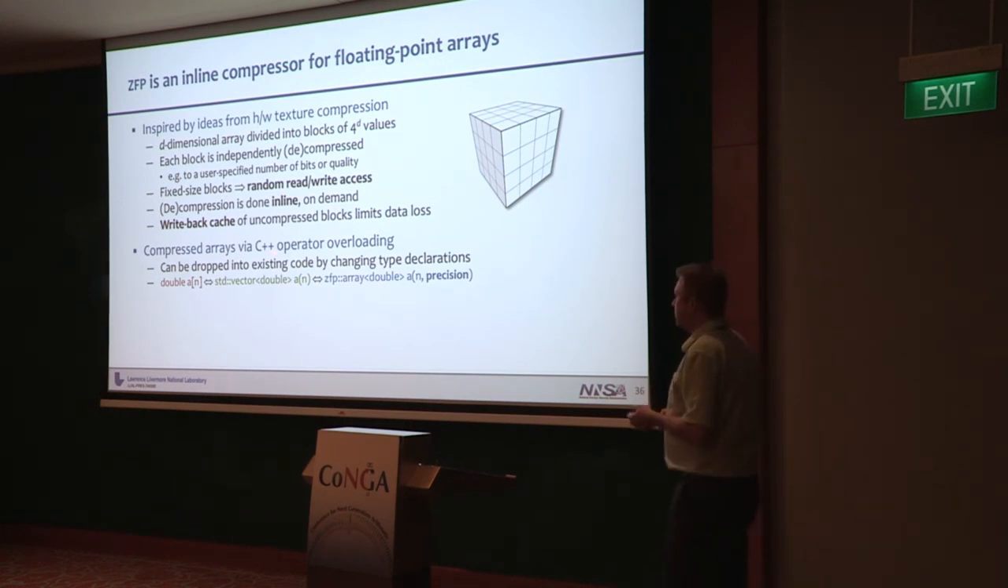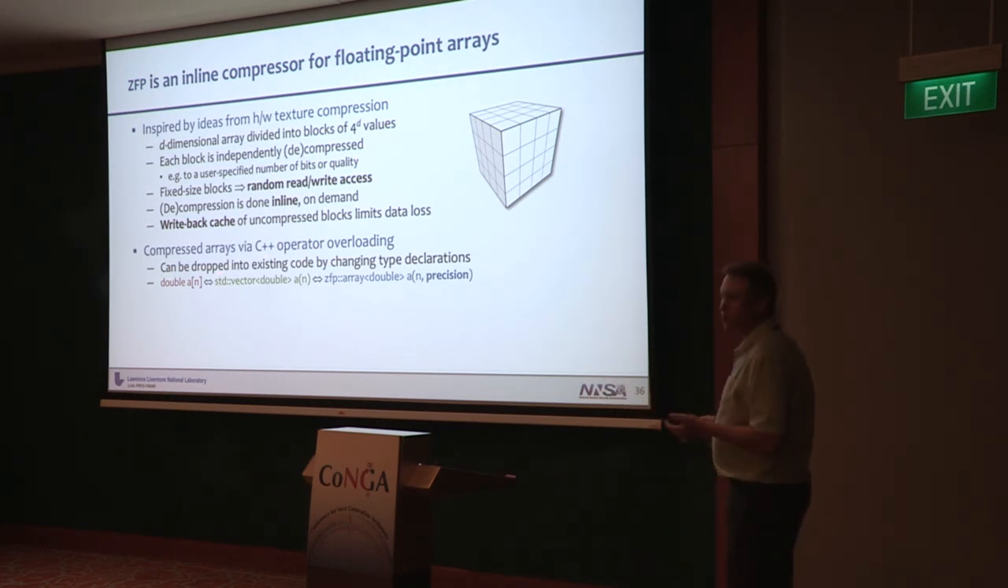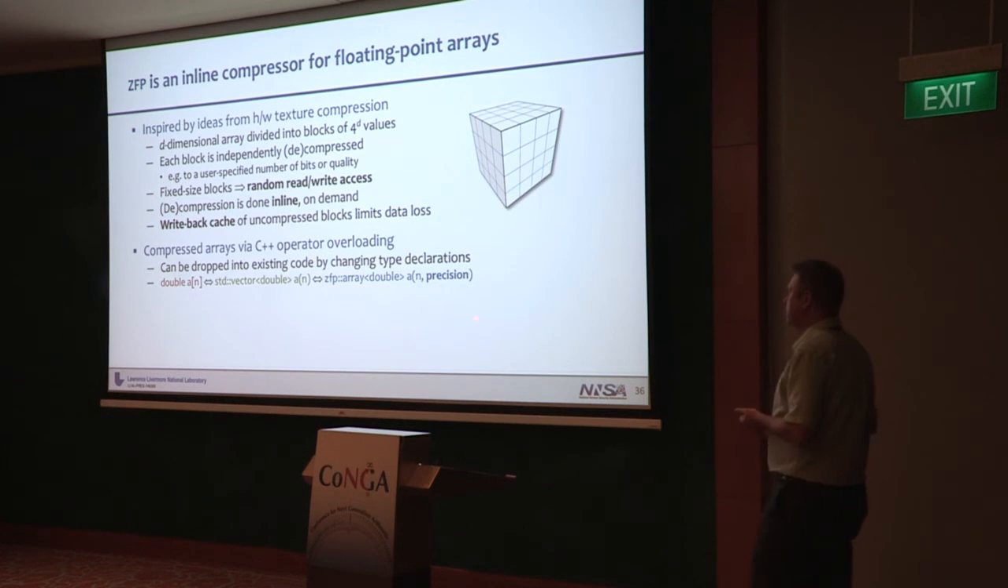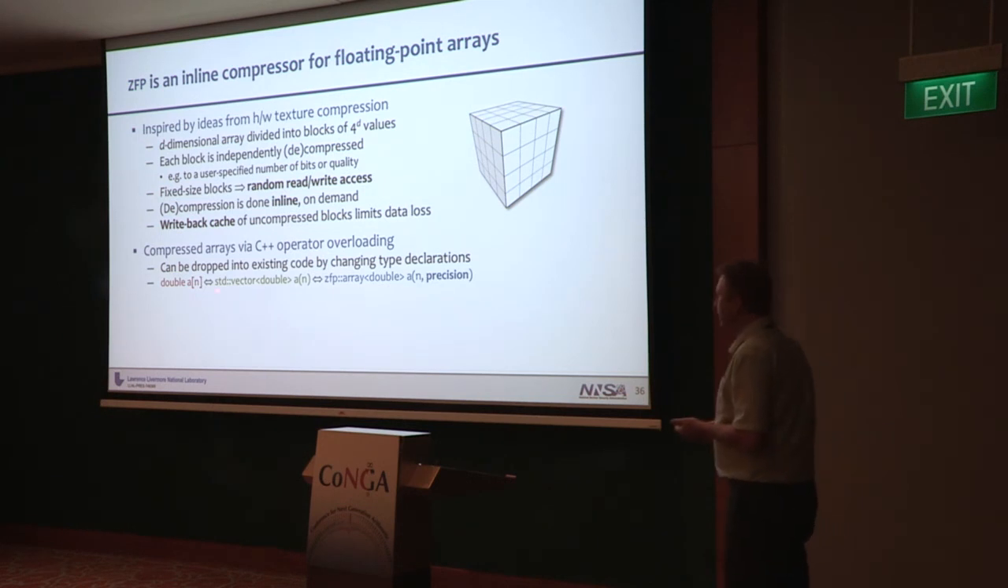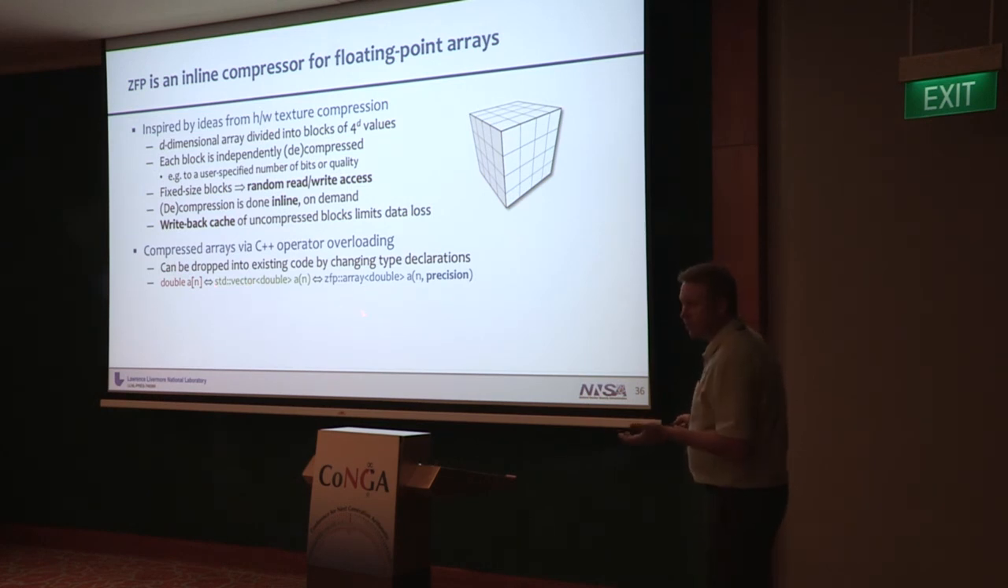We use C++ operator overloading, once again, to hide from the user that all this compression happens under the hood. So the user typically just declares an array. If you're used to declaring an array like so, or using an STL vector, now you use these compressed arrays instead. You specify how many bits per value you want.